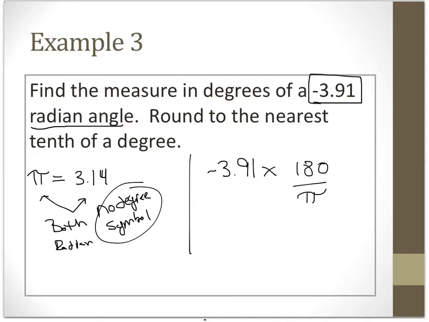Now this is definitely a calculator problem. You take out the calculator, you multiply across, so you take negative 3.91 times 180 divided by pi, and if we round, we're going to get negative 224.0 degrees. The degree measurement shouldn't be right there. It should be after the 0, so I apologize.